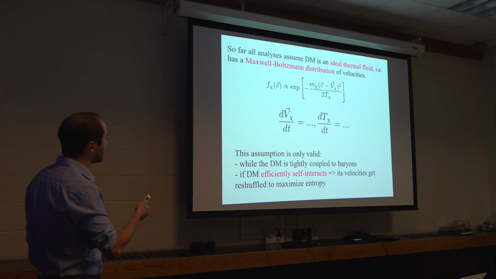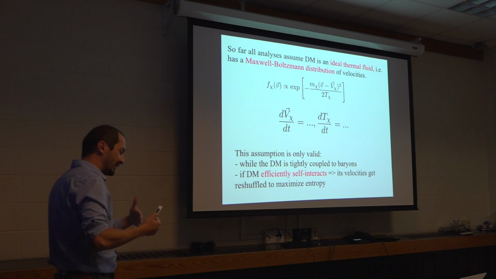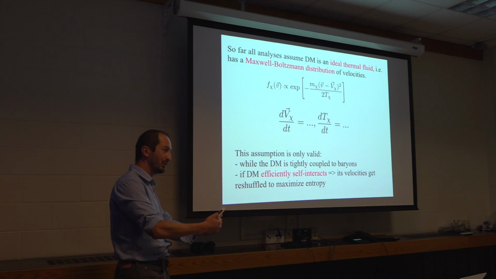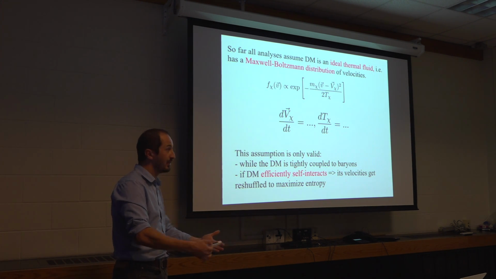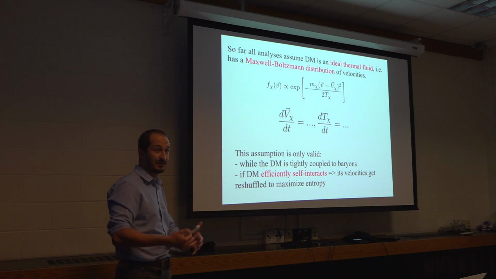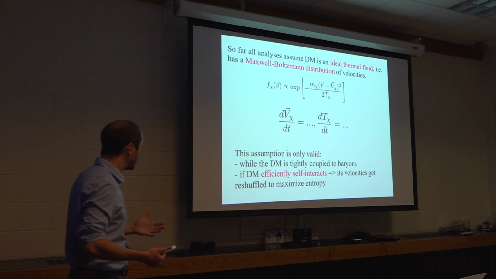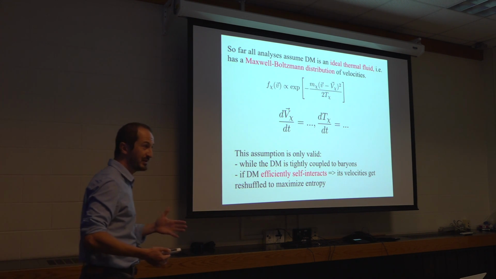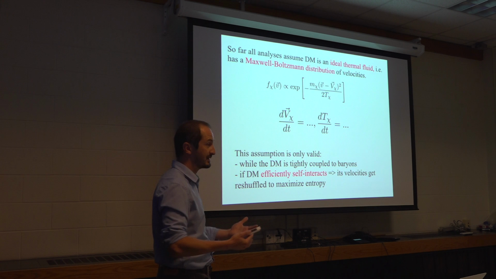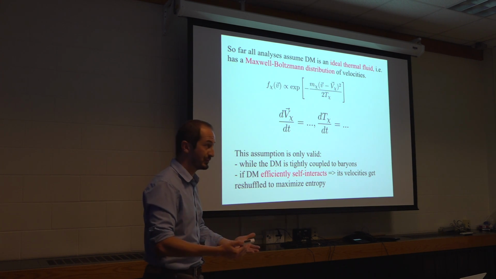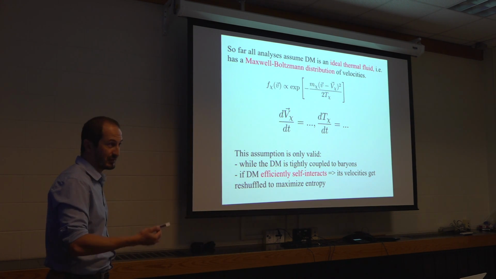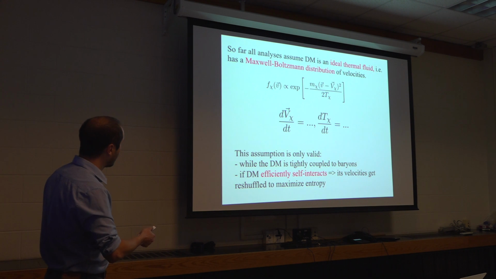Now this assumption is only true either if the dark matter is tightly coupled to some thermal fluid, or if it efficiently self-interacts. And if you efficiently self-interact, some famous guy in 1871, Boltzmann, told us that it maximizes entropy and you will get a Maxwell-Boltzmann distribution. But otherwise, there's no reason to have a Maxwell-Boltzmann distribution.